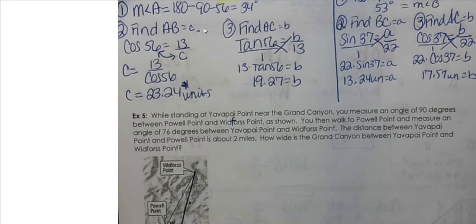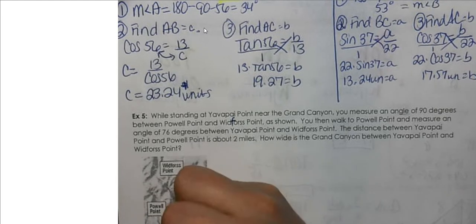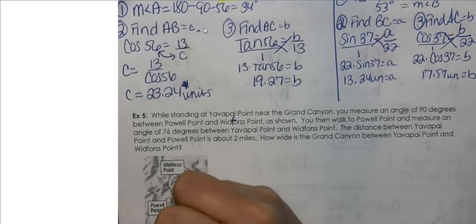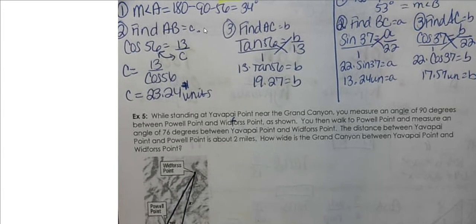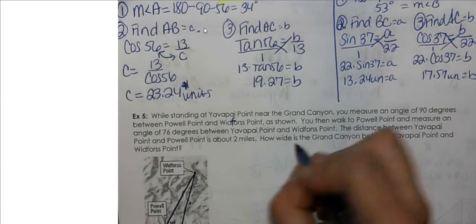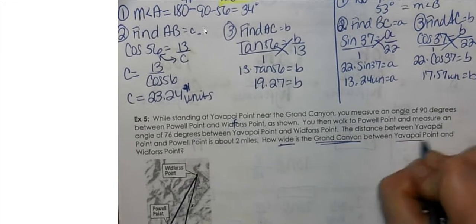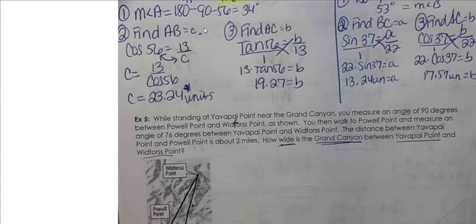You then walk to Powell Point and measure an angle of 76 degrees between Yavapai Point and Whitforce Point. So here's your 76-degree angle. The distance between Yavapai Point and Powell Point is about 2 miles. How wide is the Grand Canyon between Yavapai Point and Whitforce Point? So that is X.